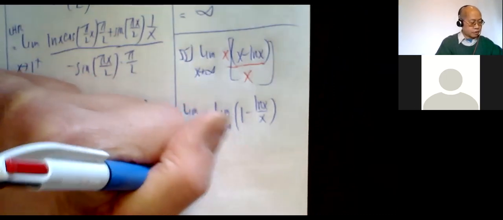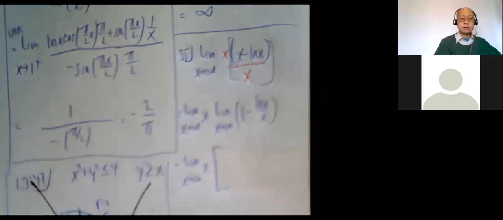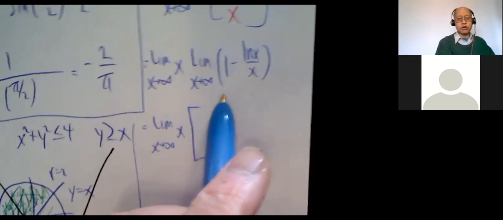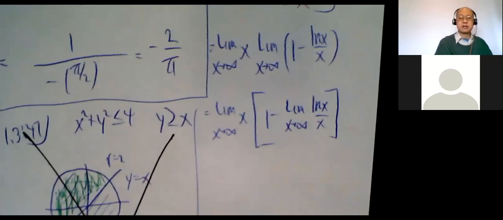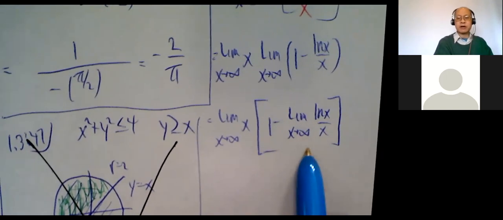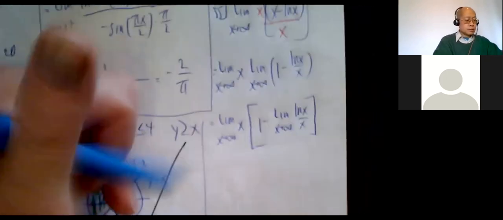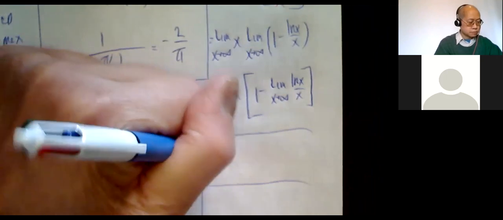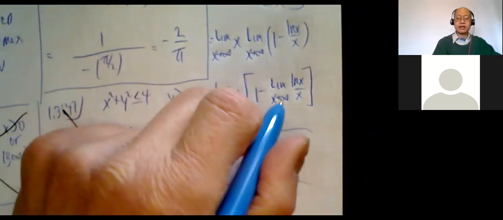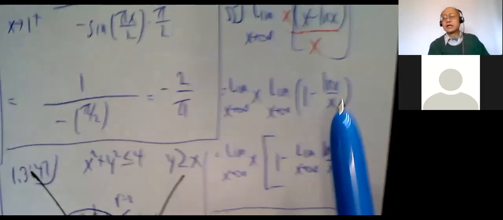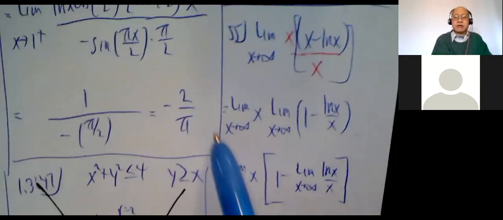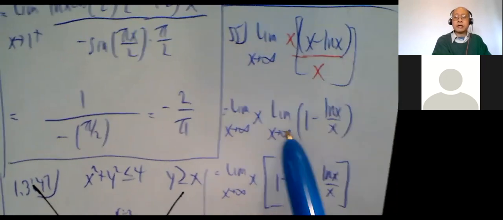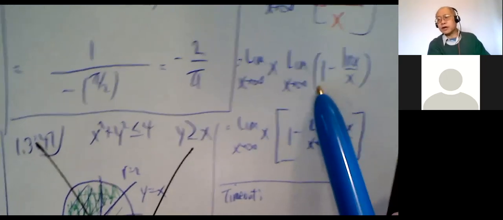Which is limit as x goes to infinity of x. The limit as x goes to infinity of 1 is 1. Okay, so 1 minus limit as x approaches infinity of ln x over x, like so. That's the key thing. Now I can figure out this limit. Okay, so I have to take a little time out, as it were, and find this limit. So one more time from the beginning, say there's no fraction, force it, divide by x. Split this limit out, limit as x goes to infinity of x, and break this into 1 minus ln x over x. The limit as x goes to infinity of 1 is just 1.